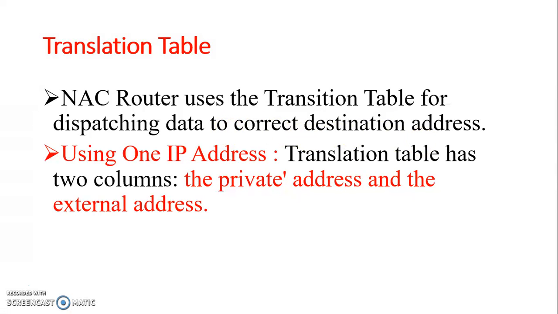To do so, it uses two types of method: using either one IP address or using a pool of IP addresses. So with one IP address, the translation table has only two columns: the private address as well as the external address, which is the destination address of the packet. Now let's see an example so that you can get a clear understanding of this translation table.